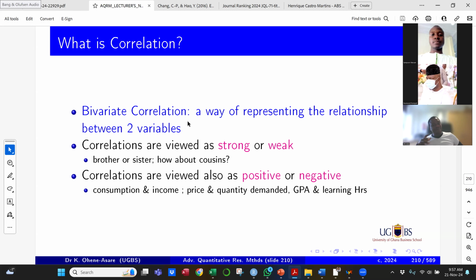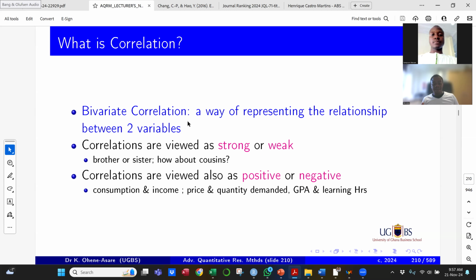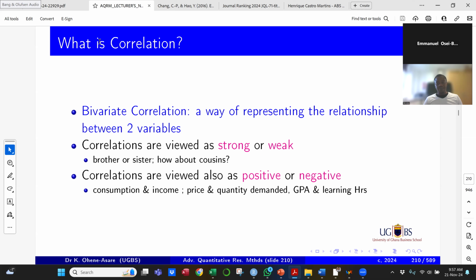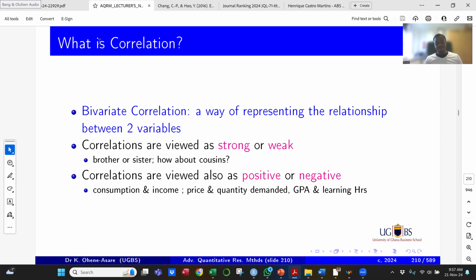Now, is it positive or negative? Let's look at it. Correlation can be positive, can also be negative. But please note that positive doesn't mean it's good, and negative doesn't mean it's bad. Let's take a few things. What do you think is the correlation between consumption and income? Positive or negative? I'm going to call everybody now. Samuel, tell me your answer. Doc, it's positive. Why?